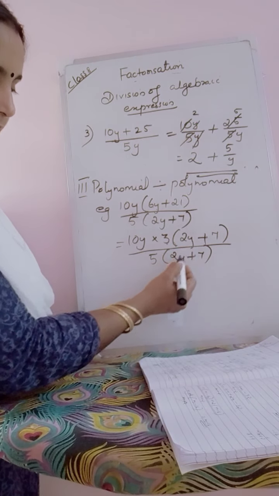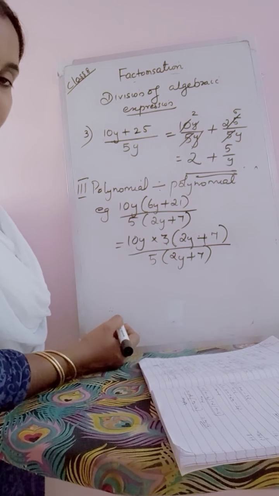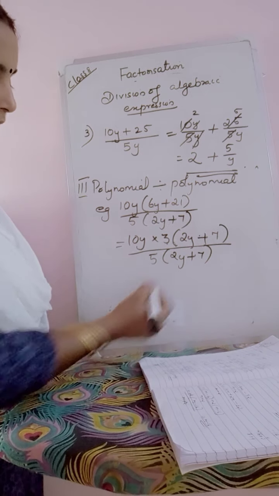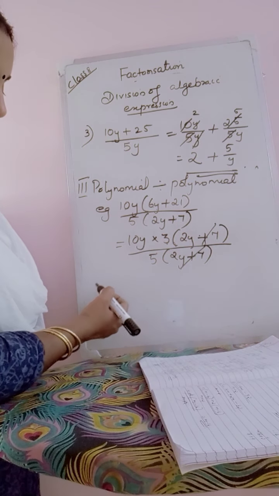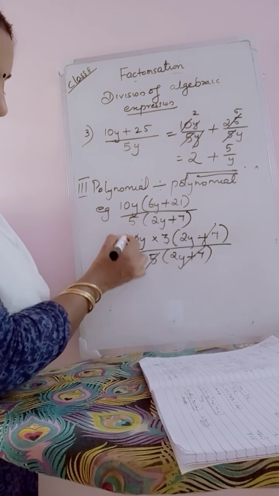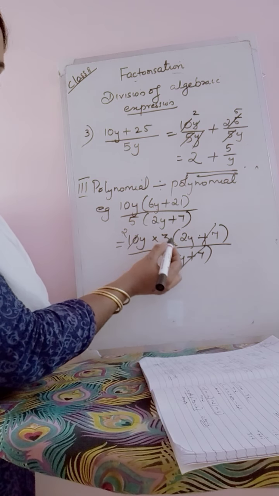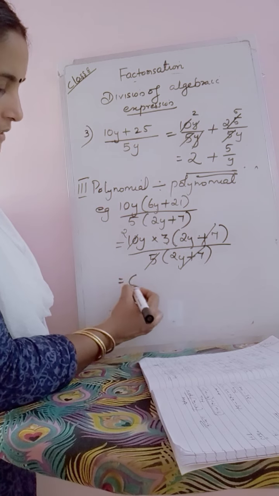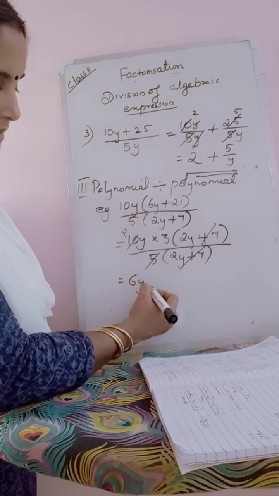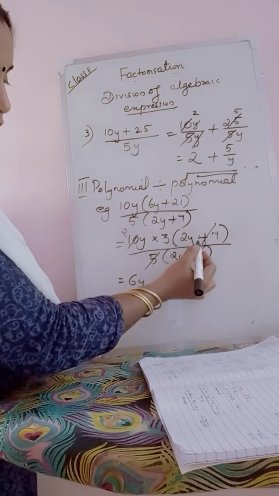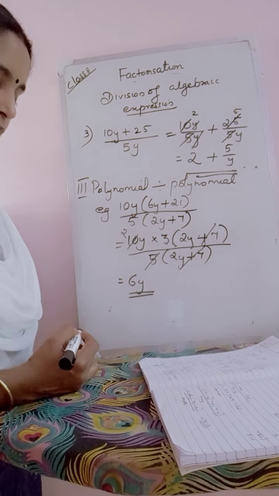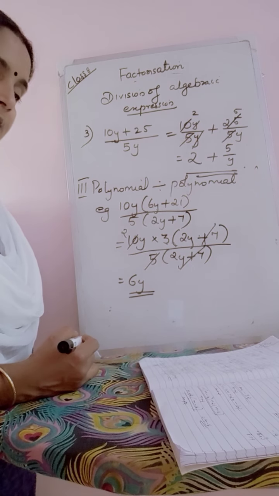Okay, look at here. We have the same factors in both numerator and denominator, then we can cancel like this. Then 5 cancels with this 10, we get 2. So 2y into 3, 2 into 3, 6. 6y is the final answer. Here (2y + 7) cancels, then 6y is the final answer. Okay.